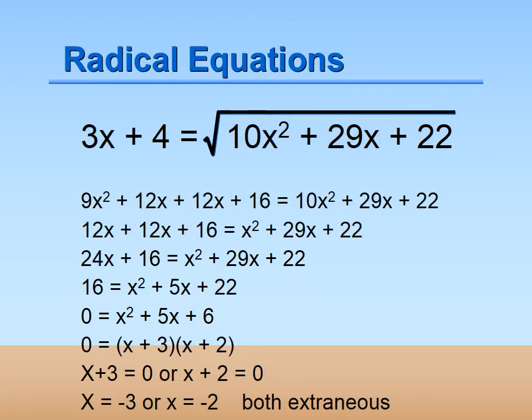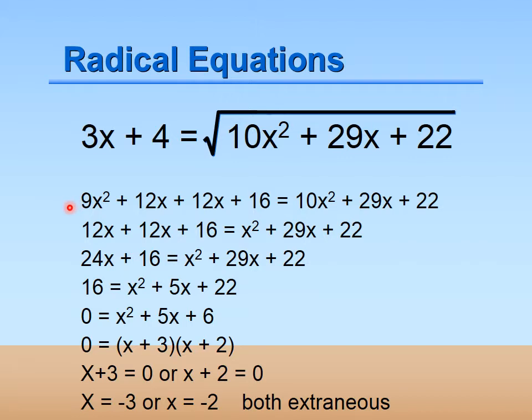All right, let's do another problem just like the one before. So again, we need to square both sides to start with. And so when we square the left-hand side, we use the box method, which gives us 9x squared plus 12x plus 12x plus 16. And then when we square the right-hand side, we're left with 10x squared plus 29x plus 22. So I have no more radicals, which means that it looks like x squared is the highest term, which means it's a quadratic, which means that I want to get it set equal to 0.